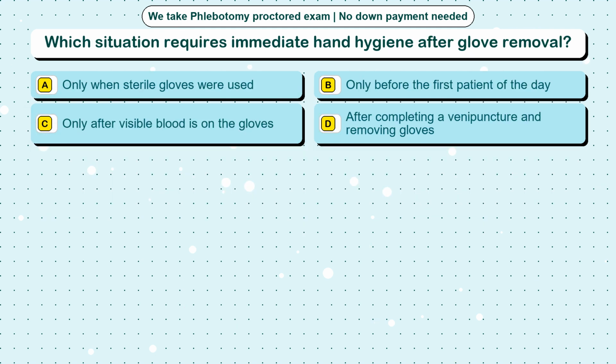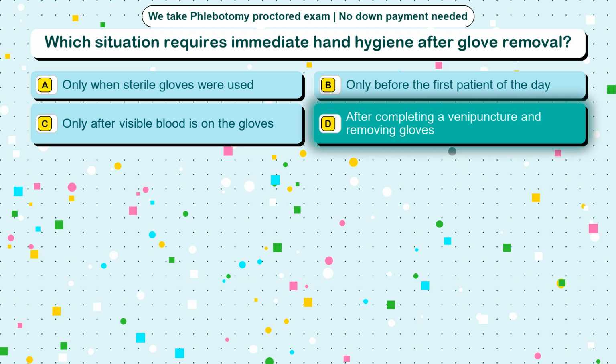Question 74. Which situation requires immediate hand hygiene after glove removal? Option A. Only when sterile gloves were used. Option B. Only before the first patient of the day. Option C. Only after visible blood is on the gloves. Option D. After completing a venipuncture and removing gloves. The correct answer is option D. After completing a venipuncture and removing gloves.